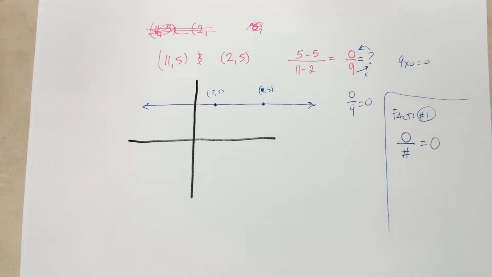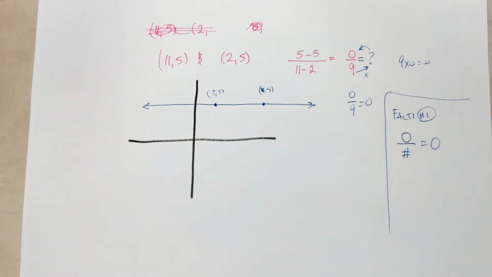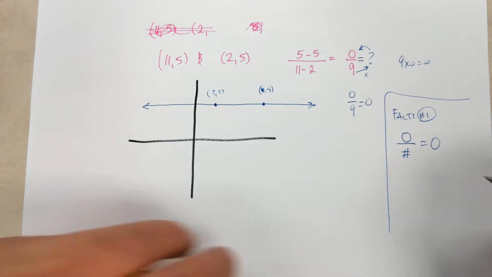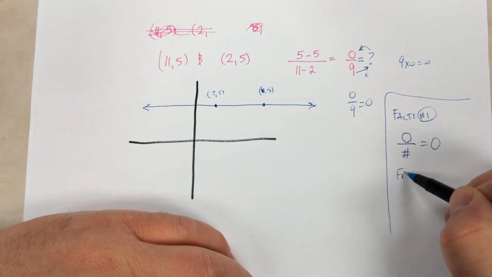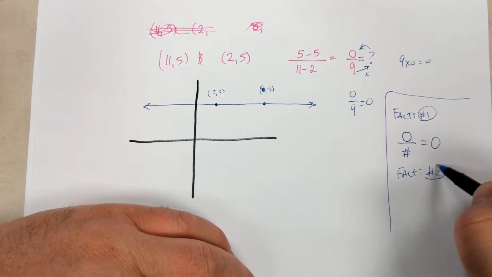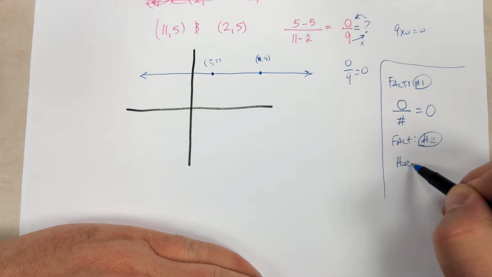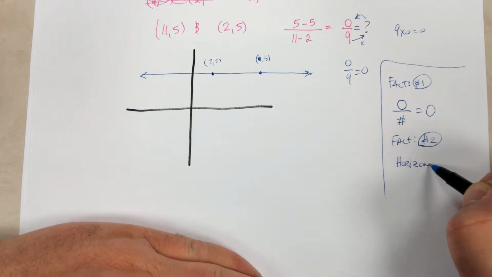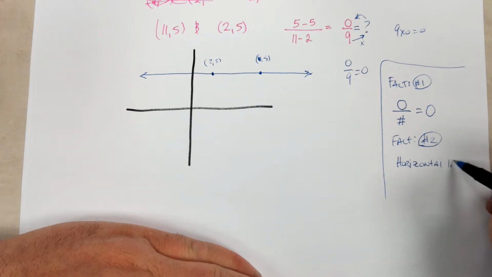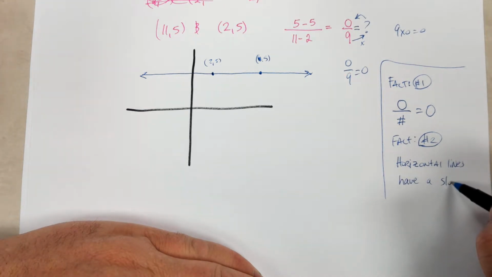That's horizontal. Yeah, I'm kind of surprised I made a line that straight. I'm kind of proud of myself. So here we go. Fact number 2. Horizontal lines. And horizontal goes straight across left to right. Horizontal lines have a slope of 0.